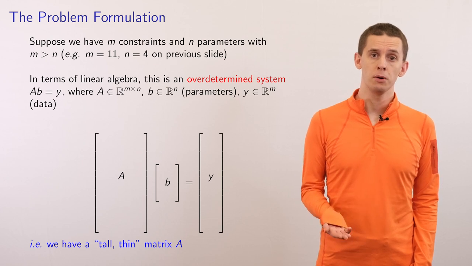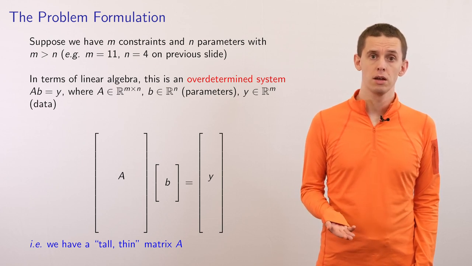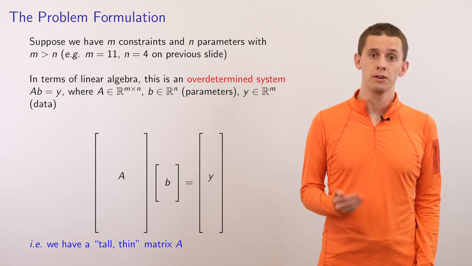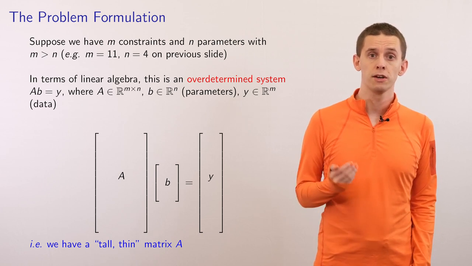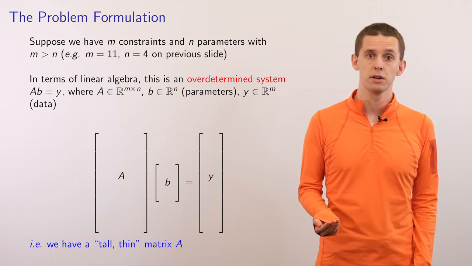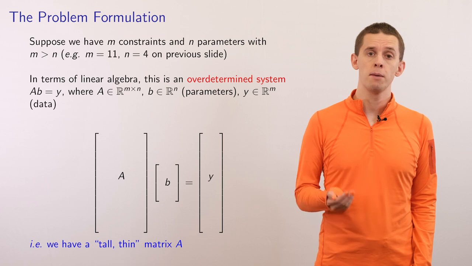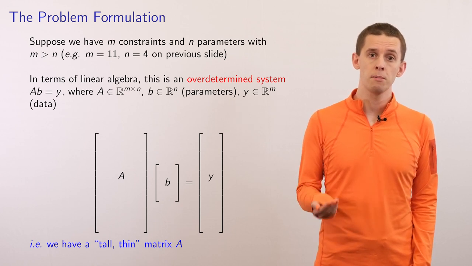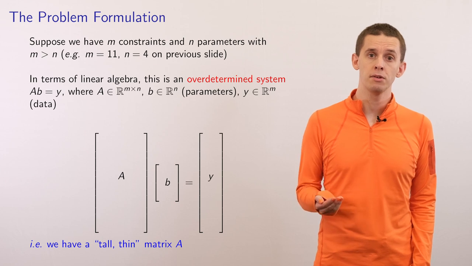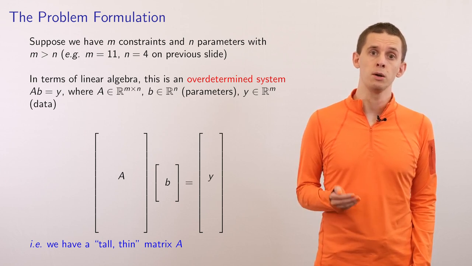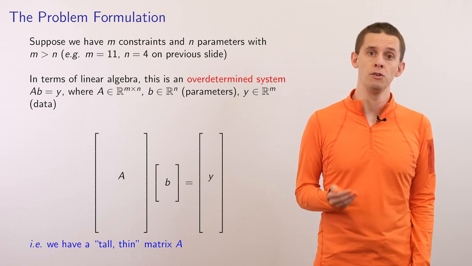We've got m data points that give us m constraints, and we're going to fit a function with n parameters. Specifically, we're going to fit a function that is a linear combination of n components. And here, m will be greater than n. So in our previous example, we had m equal 11 data points, and we were fitting a cubic with n equal 4 unknown parameters.